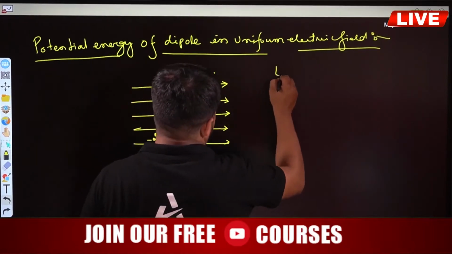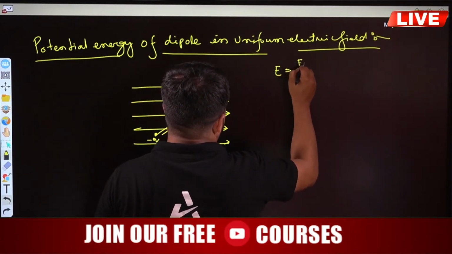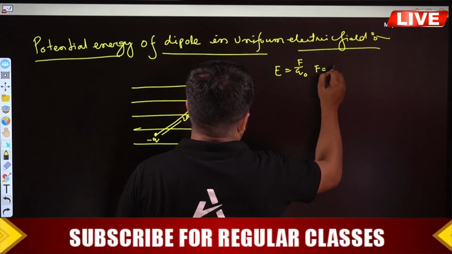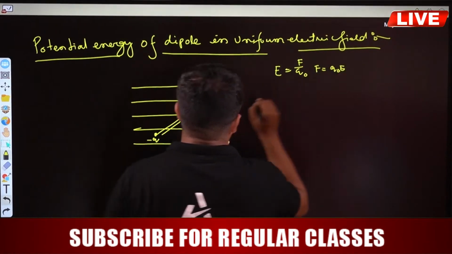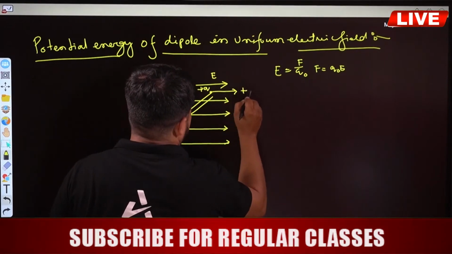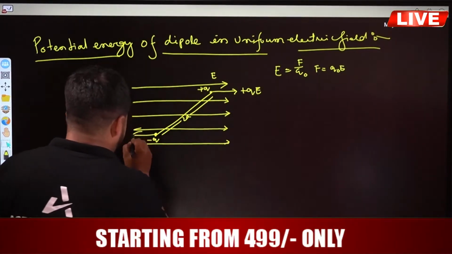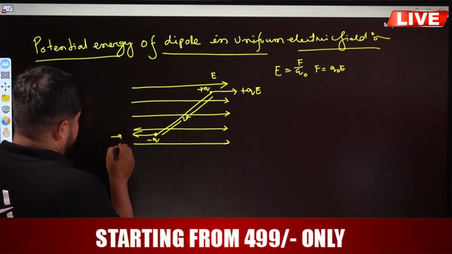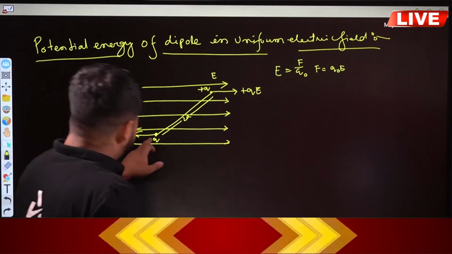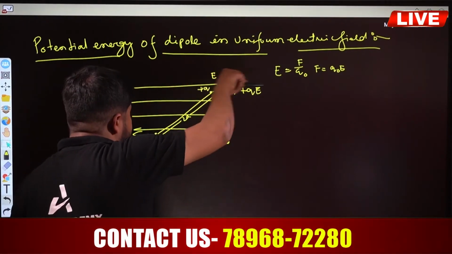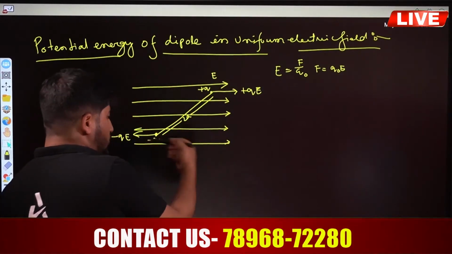So the amount of force: we know that E is equal to F by q naught, or F is equal to q naught E. So the force generated in this direction is plus qE, and at the other position another force is generated, which is minus qE. One plus qE and one minus qE. So here a force will act in this direction and another force in that direction.